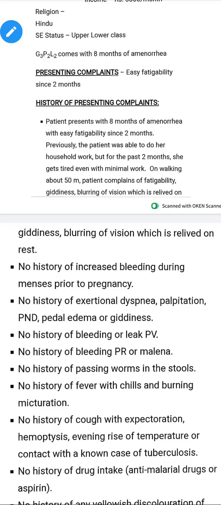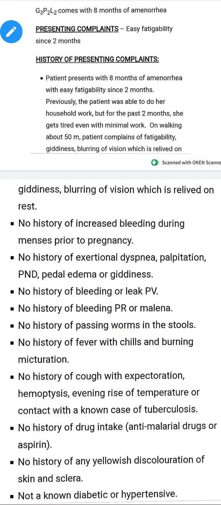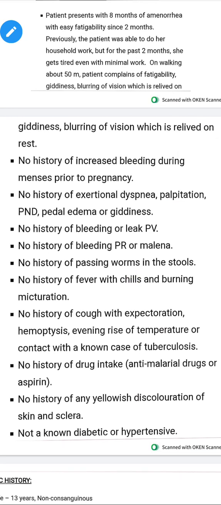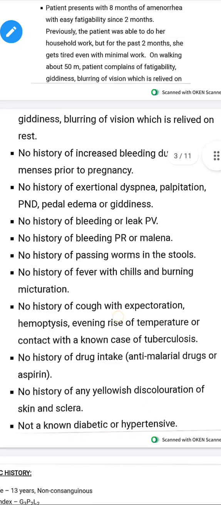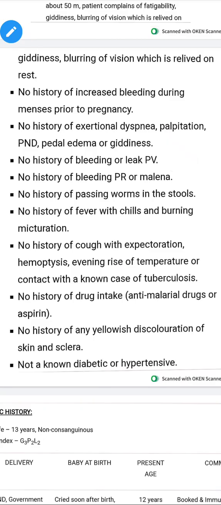Like here, I'll ask her about the history of any bleeding during menses prior to pregnancy. This will rule out menorrhagia. So there is no history of increased bleeding during menses prior to pregnancy. No history of exertional dyspnea, palpitations, PND, pedal edema, or giddiness. We have to rule out heart problem also, because her main complaint here is easy fatigability. So that's why no history of bleeding or leaking PV, no history of bleeding PR or melena, no history of passing worms in stool, no history of fever with chills and burning micturition, ruling out UTI, no history of cough with expectoration, hemoptysis, evening rise of temperature, or contact with a known case of tuberculosis, no history of any drug intake, no history of any yellowish discoloration of skin and sclera, not a known diabetic or hypertensive.